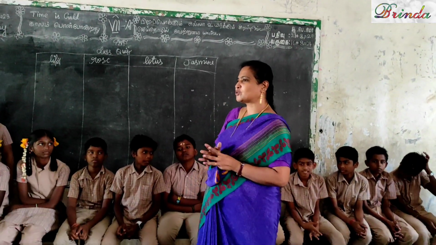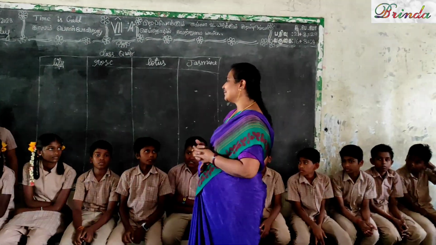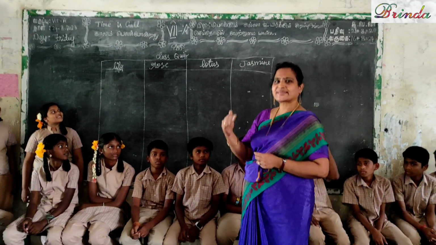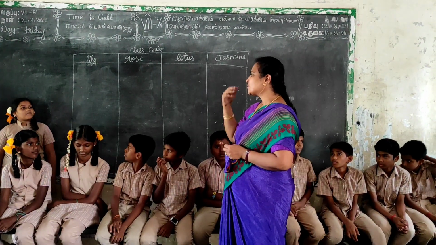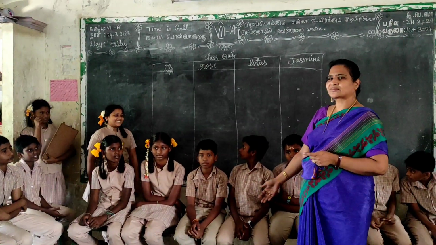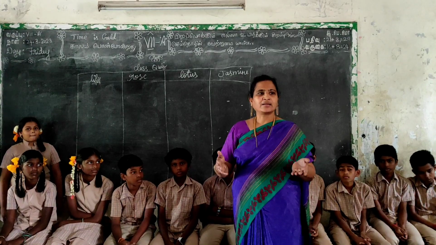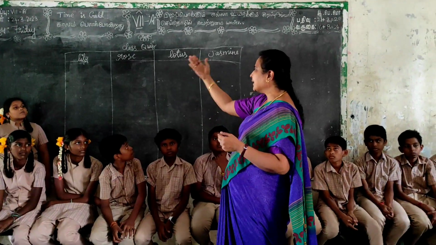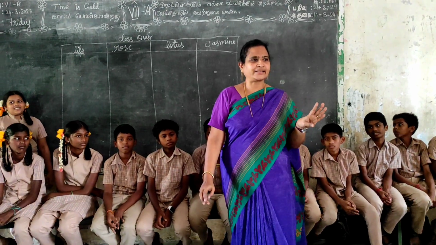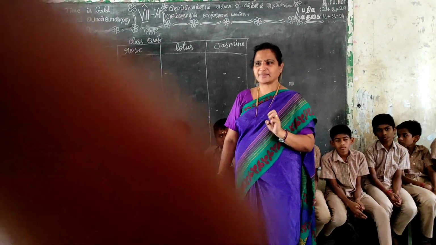So today we are going to perform one class quiz. The quiz master is Priya, and the scorer is Narmada. There are four teams: Lily, Rose, Lotus, and Jasmine. In each team we have five members.